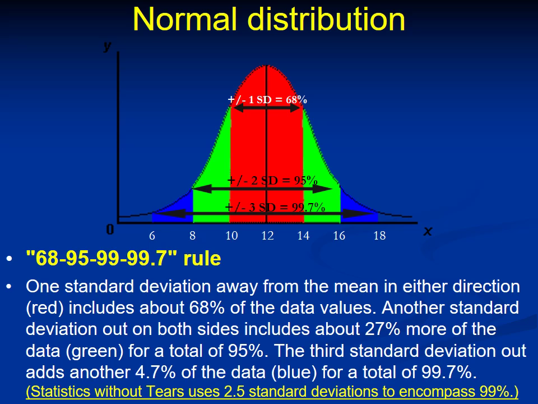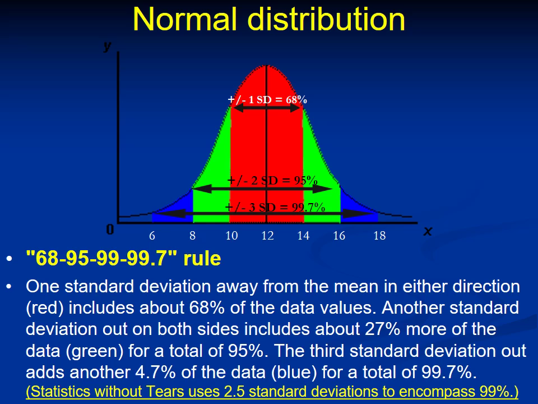Now, some simpler explanations in various sources use 3 standard deviations to encompass 99% of the values, but as you saw in statistics without tiers, 99% is actually 2.5 standard deviations, and moving up to 3 standard deviations then gets you all the way to 99.7%. So for the purposes of this class, I want you to use those numbers because they're more precise.